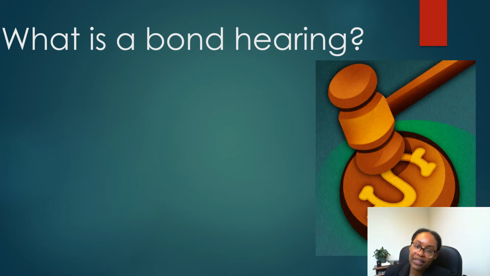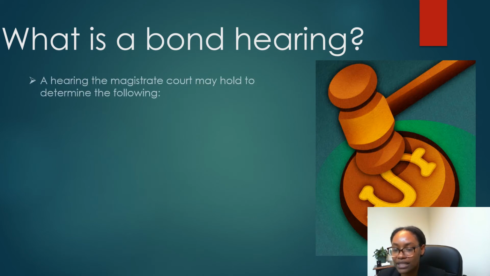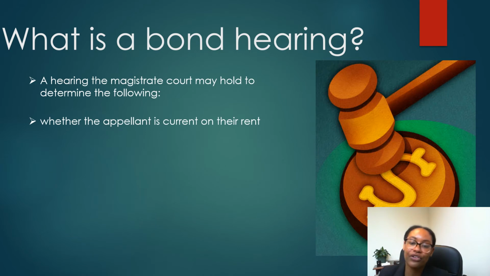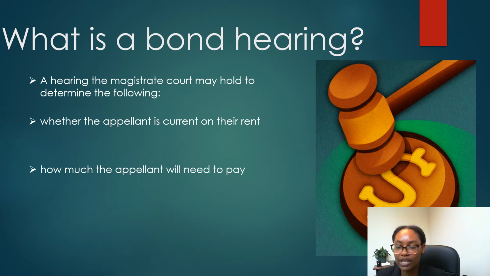Now, the magistrate court may schedule what is called a bond hearing, and the purpose of this is to determine the following. Whether you are current on your rent and how much you, the appellant, would need to pay to the court to keep the appeal going while the appeal is pending, so that it does not get dismissed and so that you can remain in the dwelling unit and not be evicted.